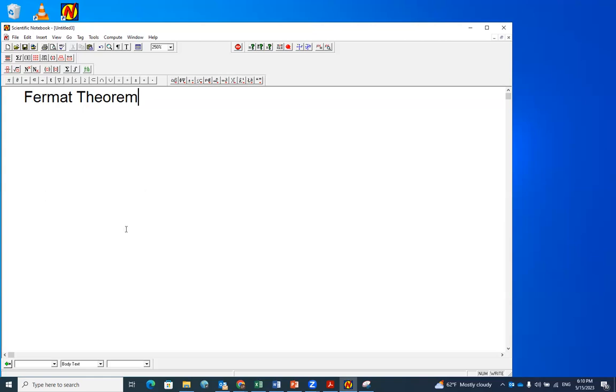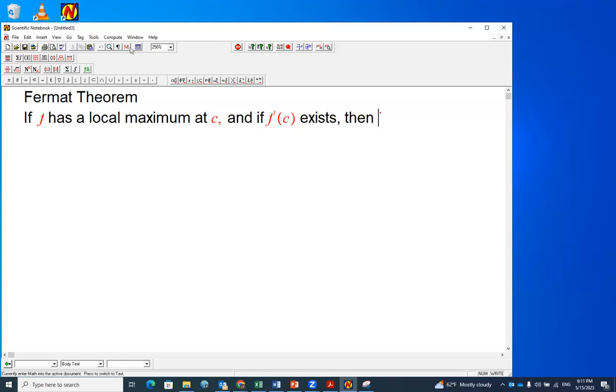Okay, so first let's look at the statement of Fermat's Theorem. If f, of course f is a function, has a local maximum at c, and if f is differentiable at c, so the derivative of the function at c exists, then the derivative of the function at c must be zero. Must be zero.